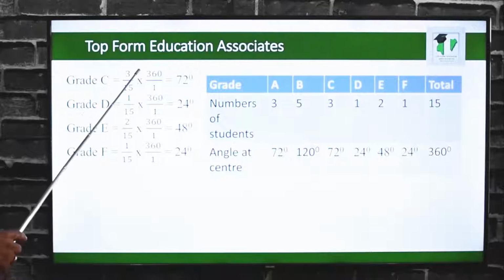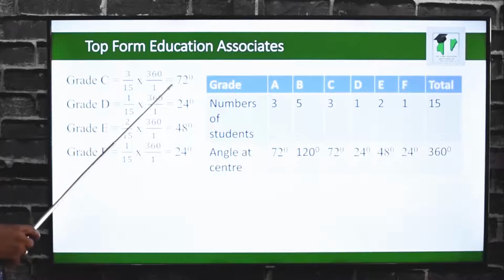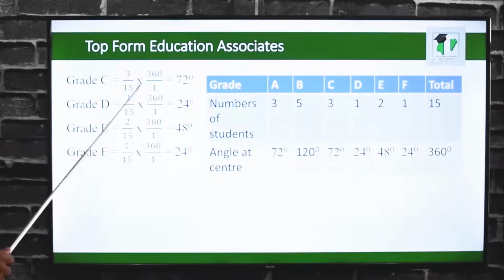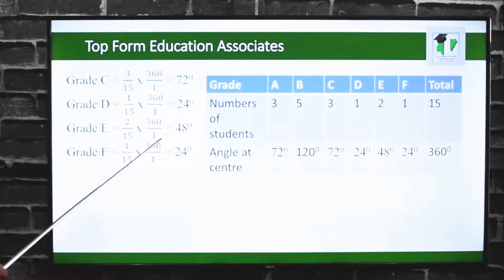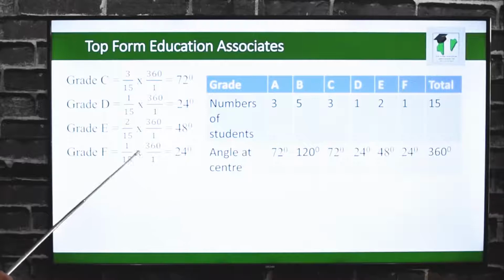Grade C will be 3 over 15 times 360 over 1, giving us 72. Grade D, only one student got D, so it's 1 over 15 times 360 over 1, giving us 24 degrees. Grade E, two students got grade E, so 2 over 15 times 360 gives 48 degrees. Grade F, only one student performed so badly, and it's 1 over 15 times 360, giving us 24.